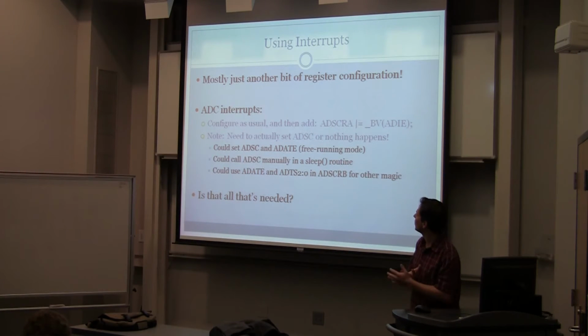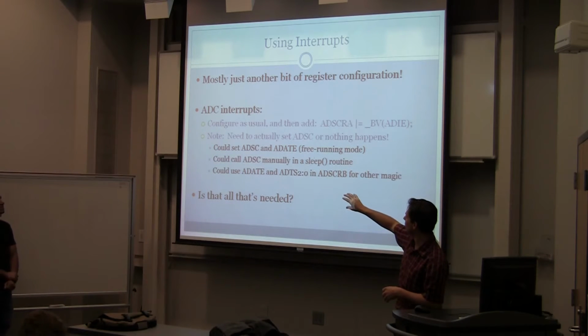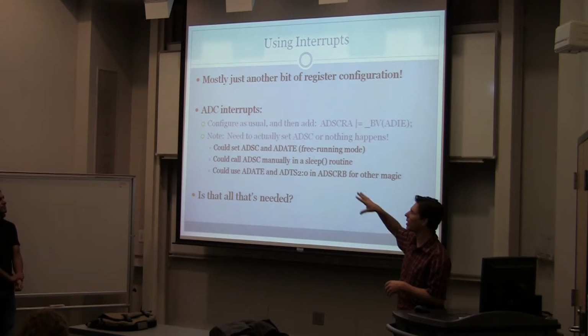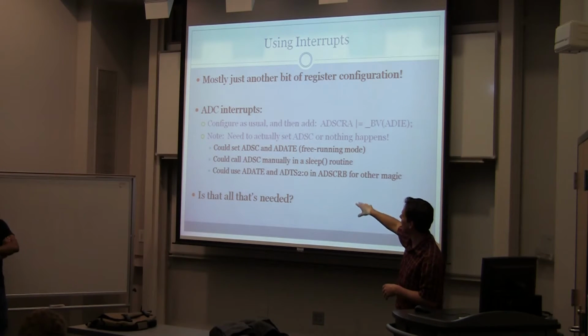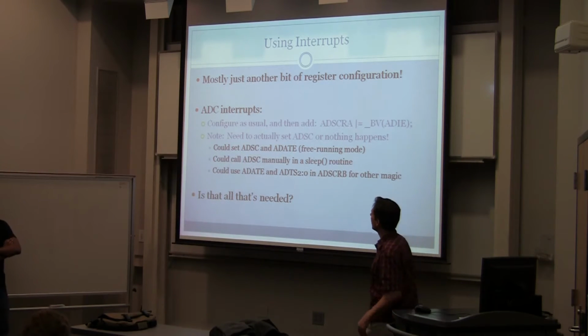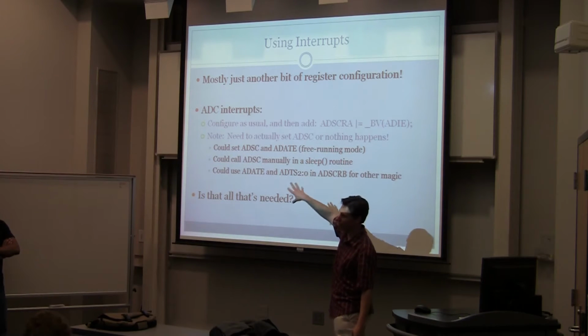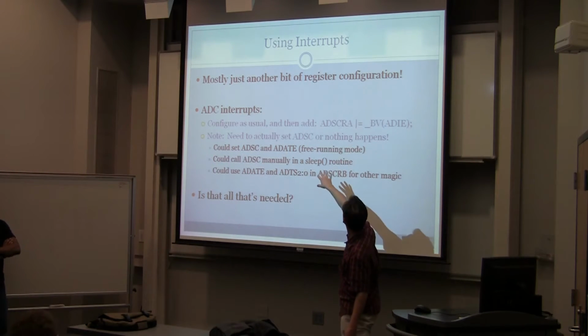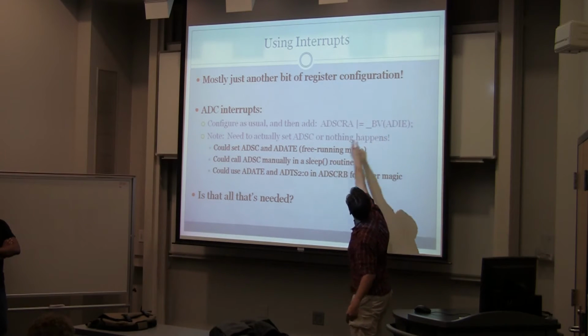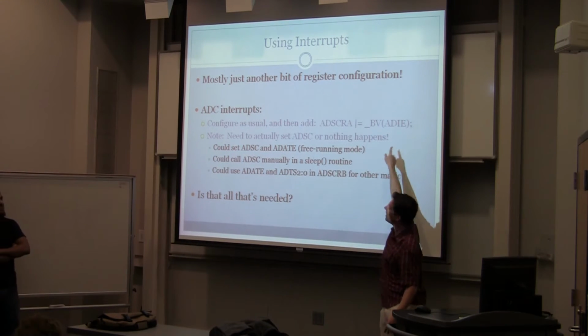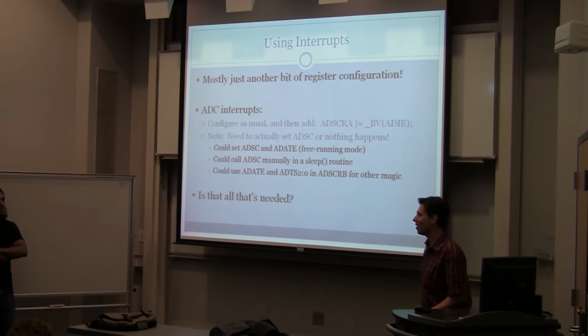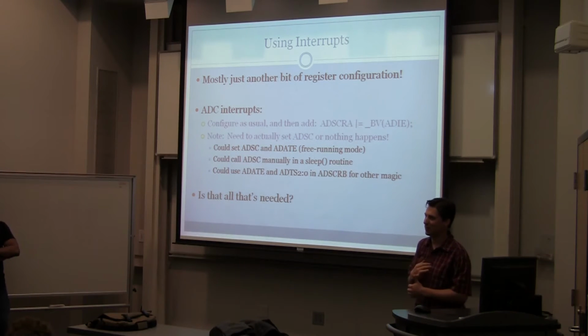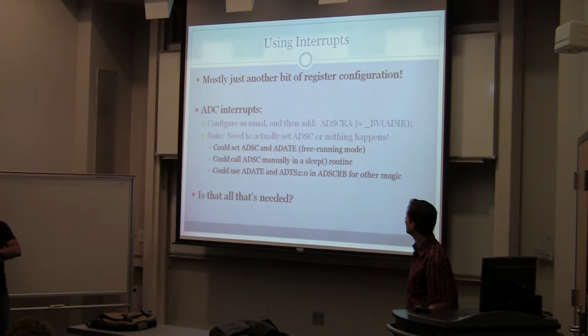All right, so how do you use interrupts? Typically, it's just another bit of register configuration. For example, we're going to show you how to use them with timers, but with the analog, if you want to use an interrupt, you just configure your analog device as usual, and then add this magic, which is ADIE, which I think is the analog to digital converter interrupt enable. Yep. So you basically say, please enable this interrupt.